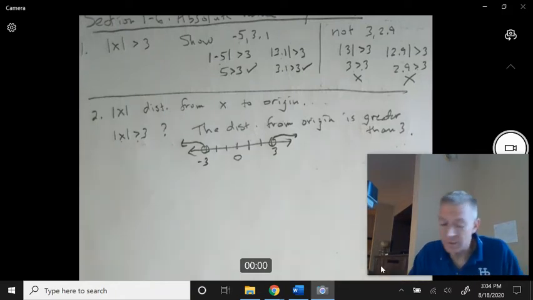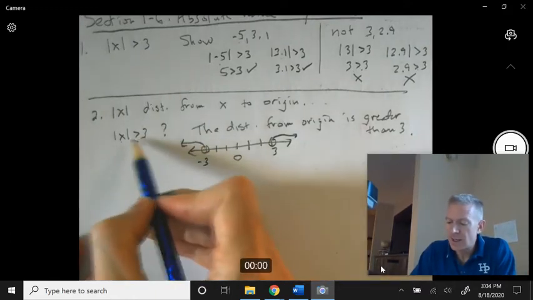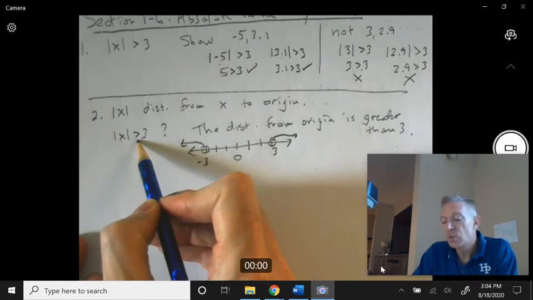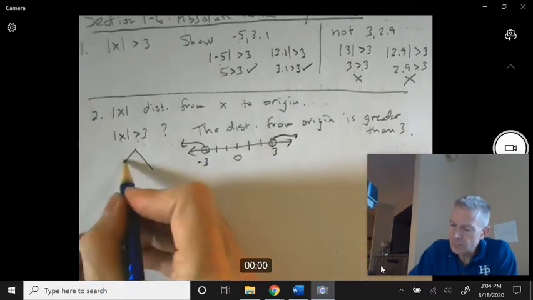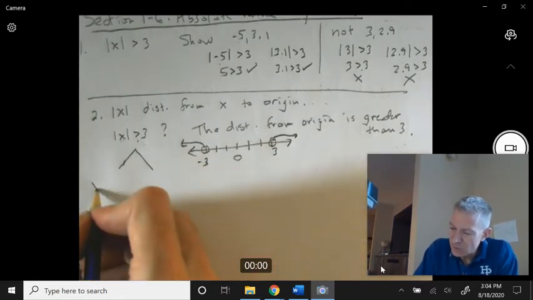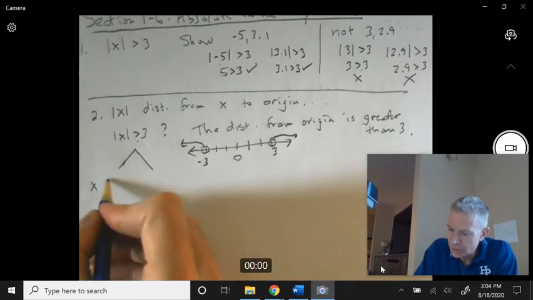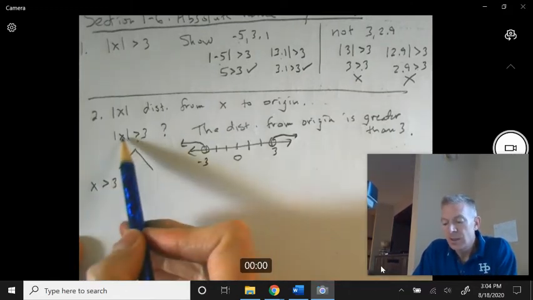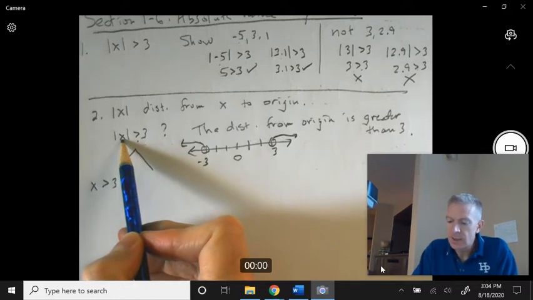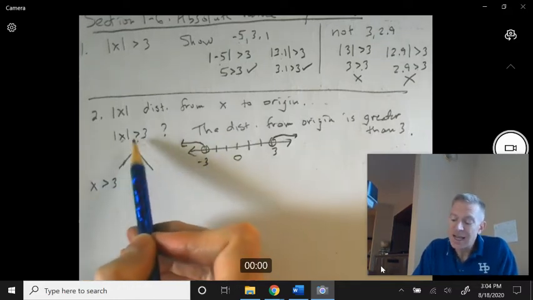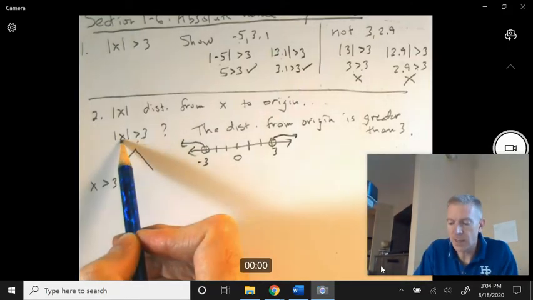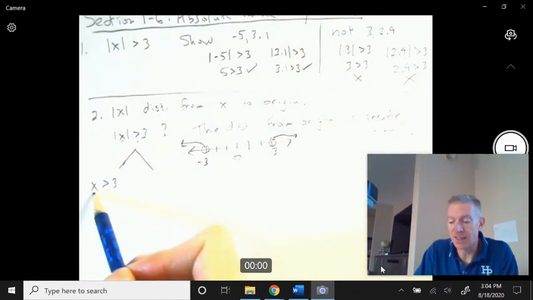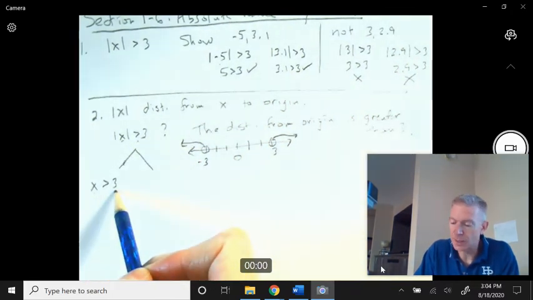Now write this as an equivalent compound inequality. If you have absolute value of x is greater than 3, basically we're rewriting this so it doesn't have an absolute value in it. We're going to split this into 2 different inequalities. The first one says x is greater than 3, because absolute value of x is just equal to x when x is positive. In that case, you just get x is greater than 3.